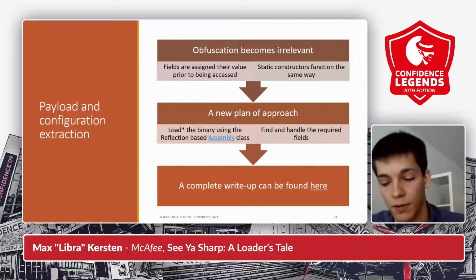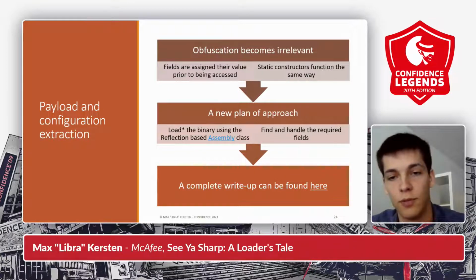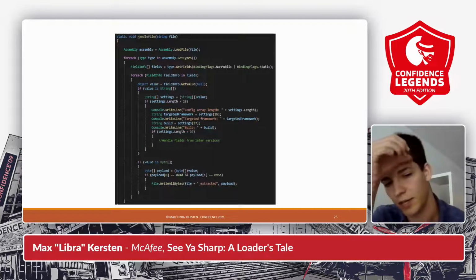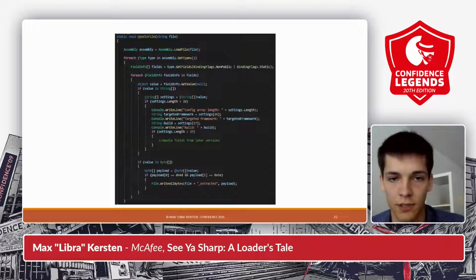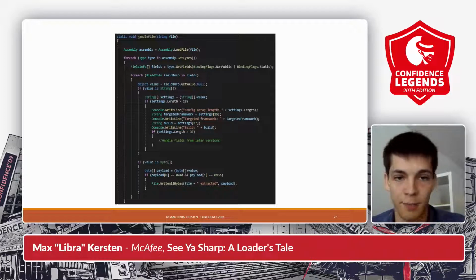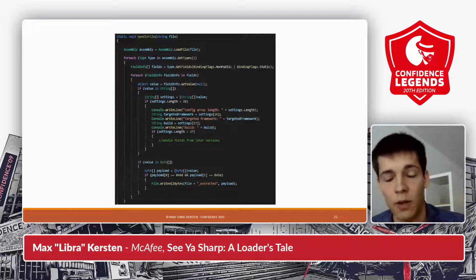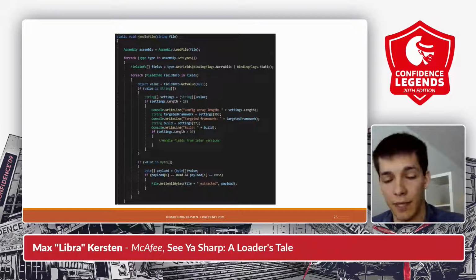This talk will cover the main concepts briefly, but the link here covers a complete write-up on how to make such an extractor. This is a really shortened version of the extraction class. You provide the path to a file to this function. You then create an assembly object using assembly.loadFile, and then you just iterate over all the types within that file. Basically, these are the classes.